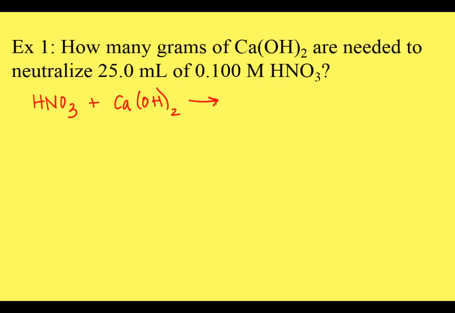You can think of this as a double replacement reaction. The calcium and hydrogen will switch places, and so we get calcium nitrate, Ca(NO3)2, and water, H2O. We do need to balance this before we can move on.